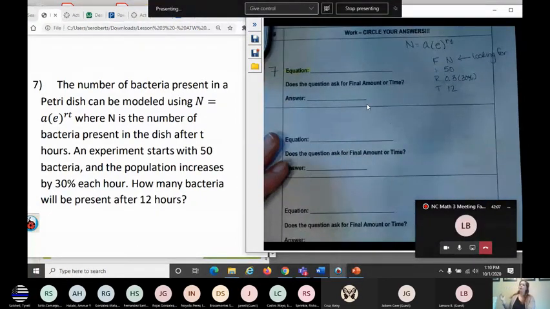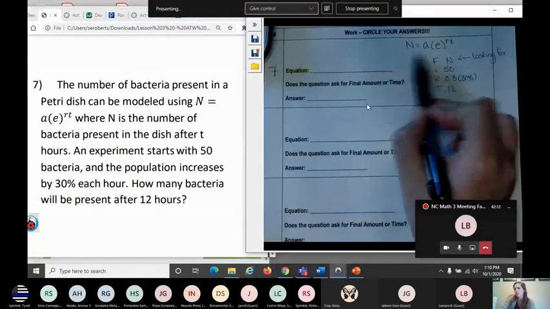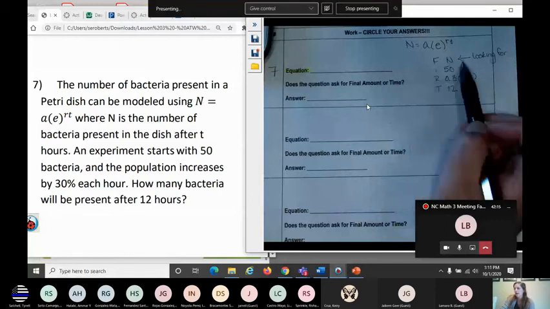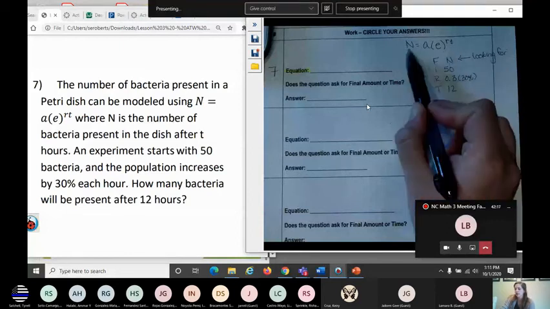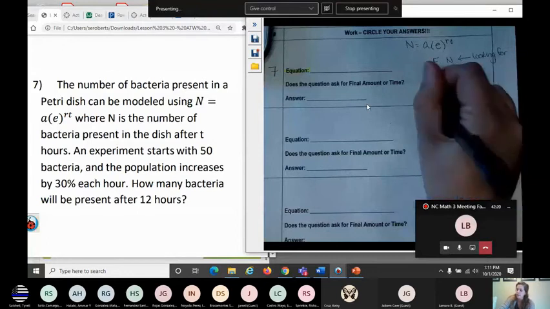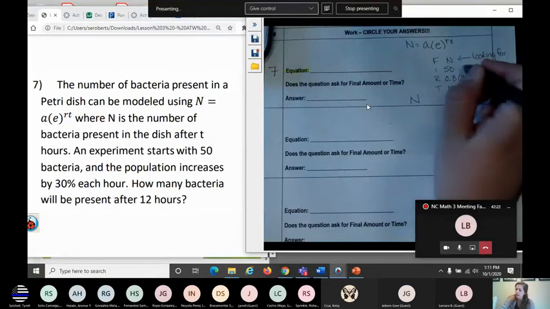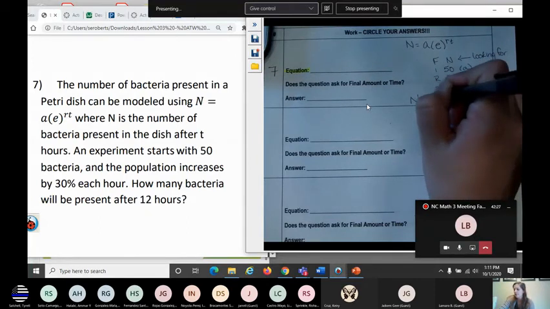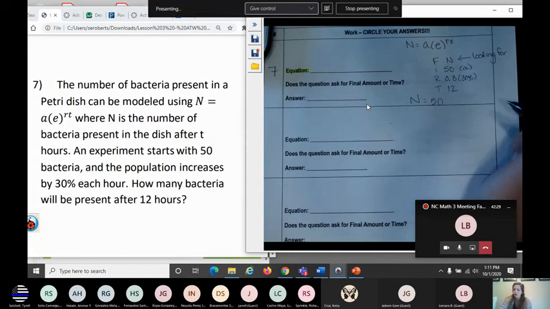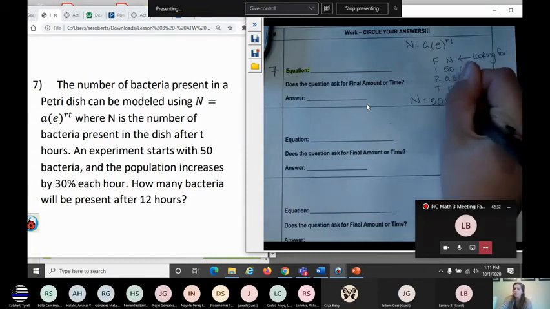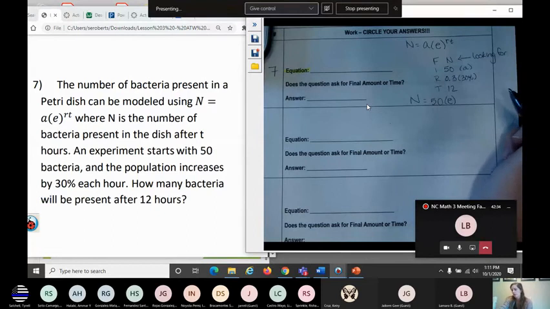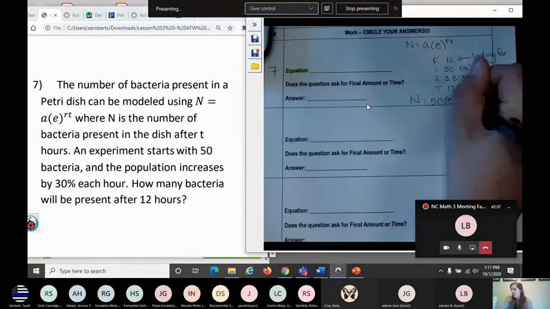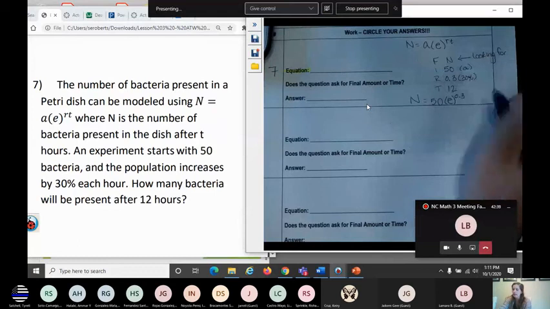Okay. So when we set up our equation, we're not going to use the traditional equation we've been using. We're going to use this one right here. Okay. So N was what I'm looking for. So I need to leave that one alone. All right. A is my initial amount, okay? So I'm going to put 50 in for my A. E is the base, and E is a number, so I'm going to keep it the same. R will be 0.3 because that's my rate, and then I'm multiplying it by 12 hours.